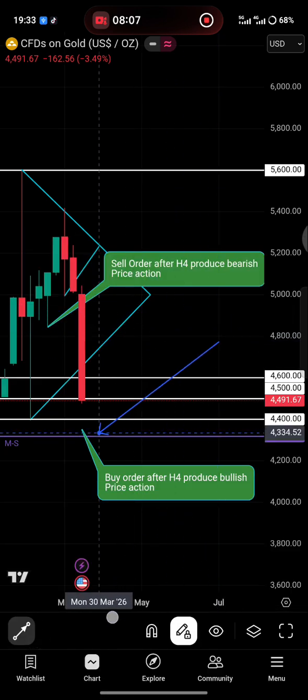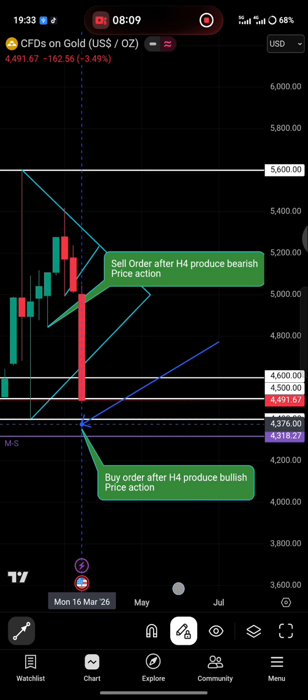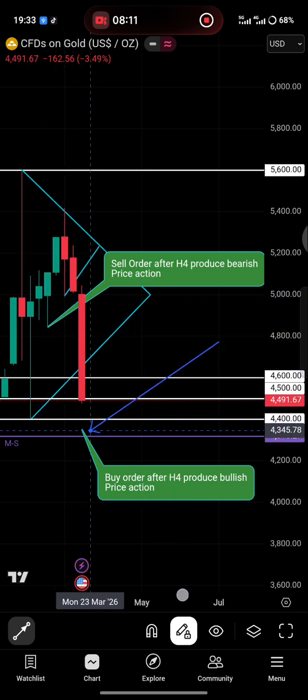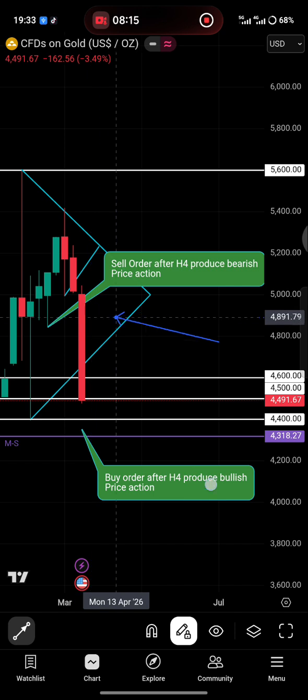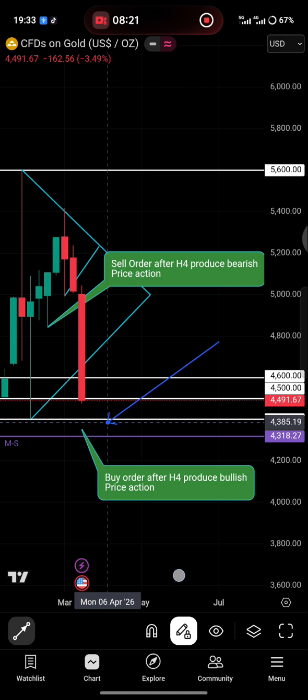the 4-hour time frame, right? Either on the 4-hour chart, right? Both over here and over here. If on the 4-hour chart the price push up and create a bearish price action over here, we can start selling. And if the 4-hour chart push down and create a bullish price action over here, we can then start buying at the next retracement, right?